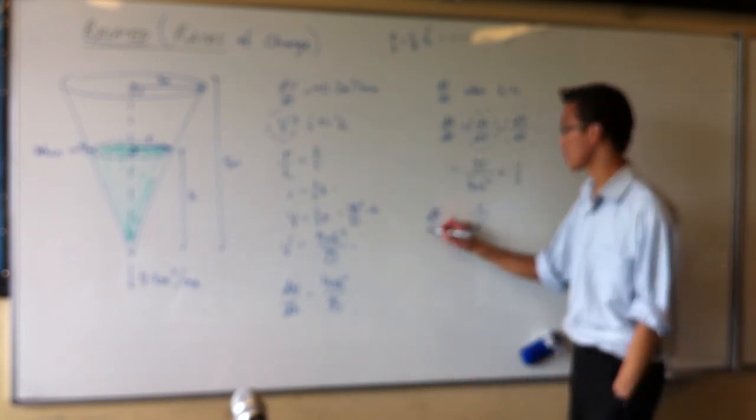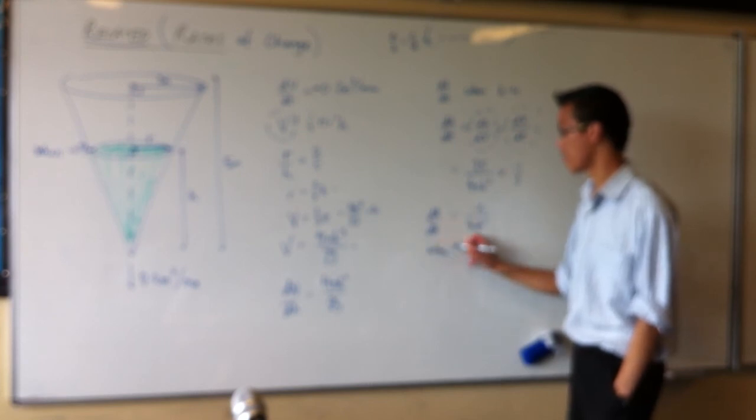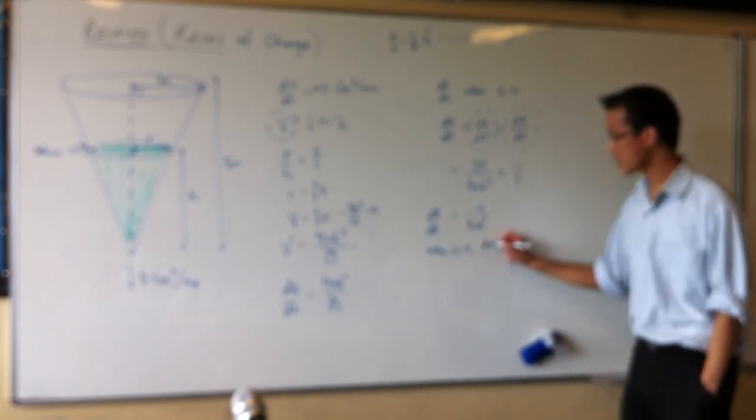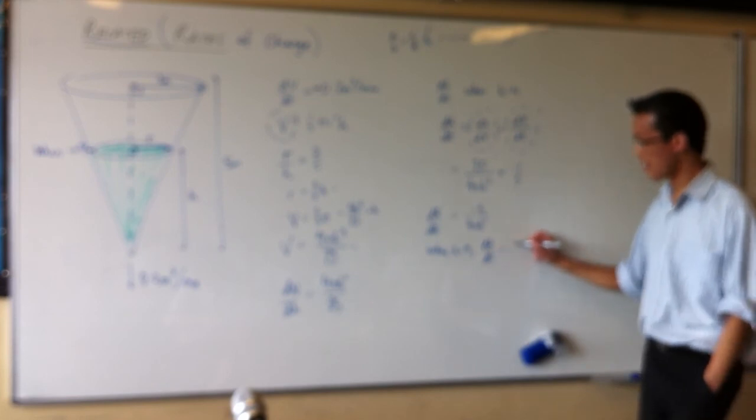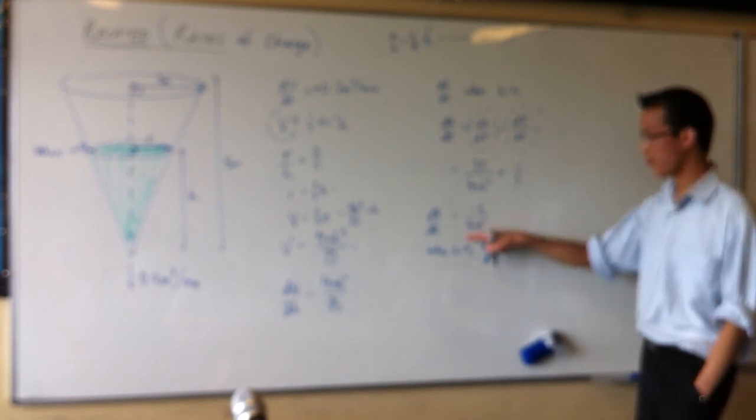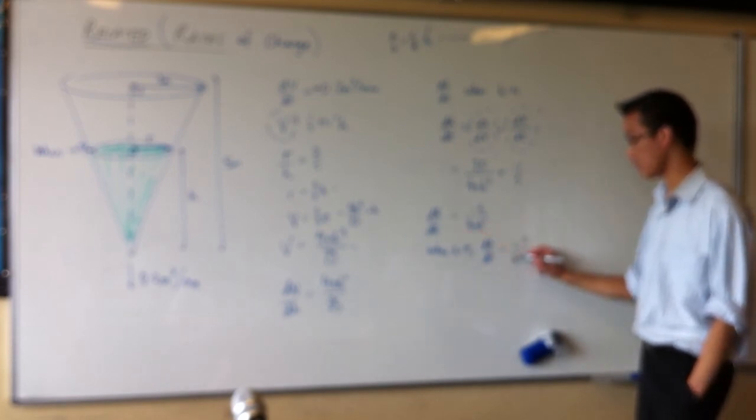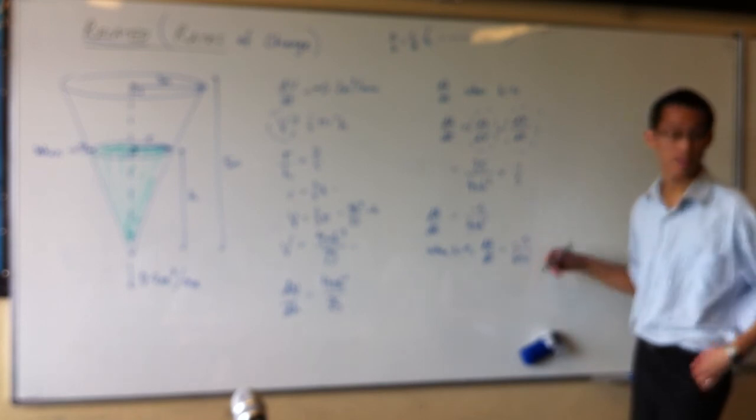So dh on dt at that point will be minus 5 over 4 times 16, which is 64 pi. And that doesn't factorize, so that's it.